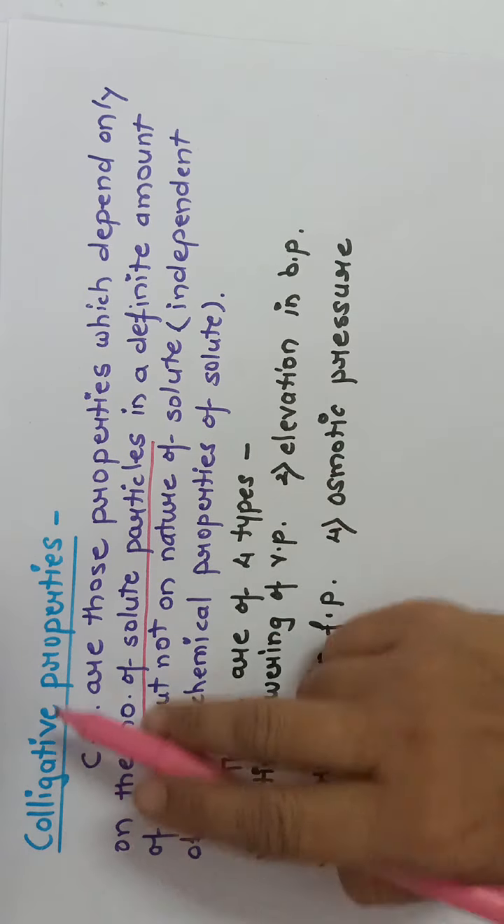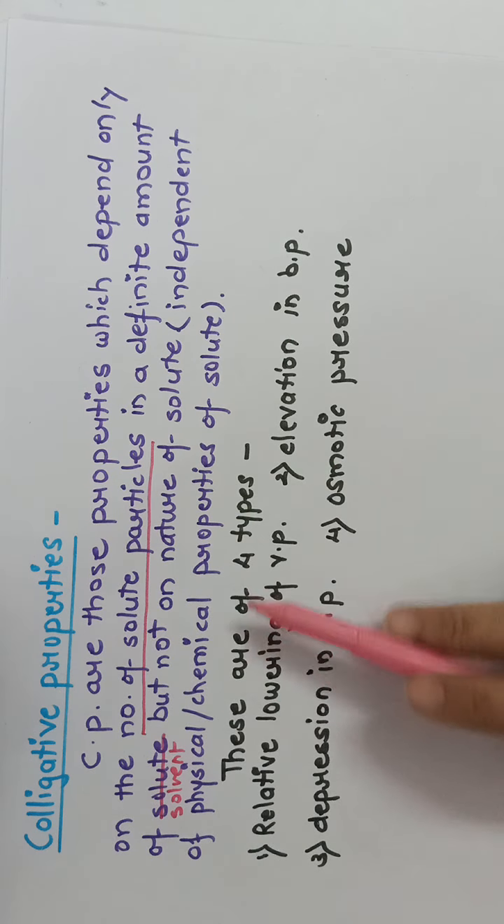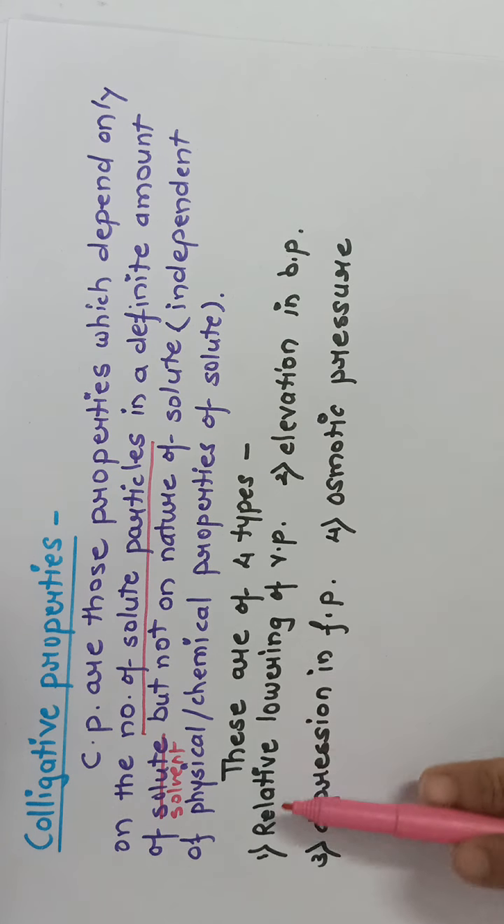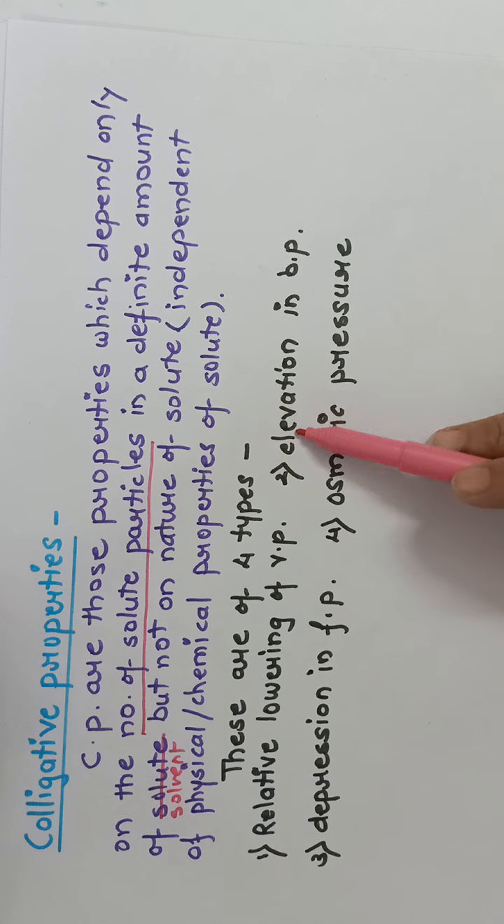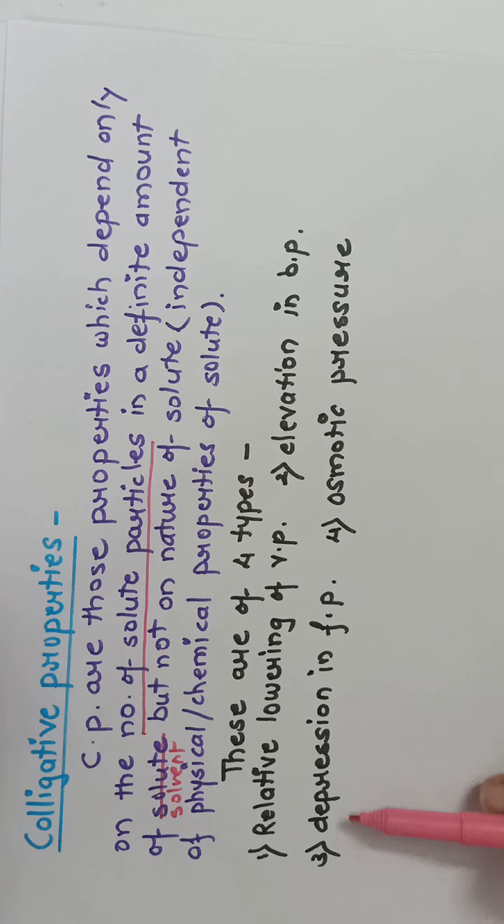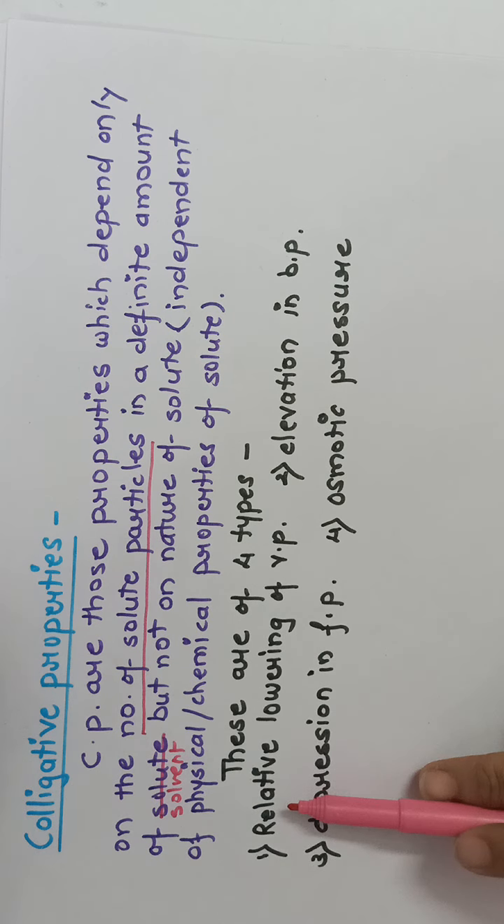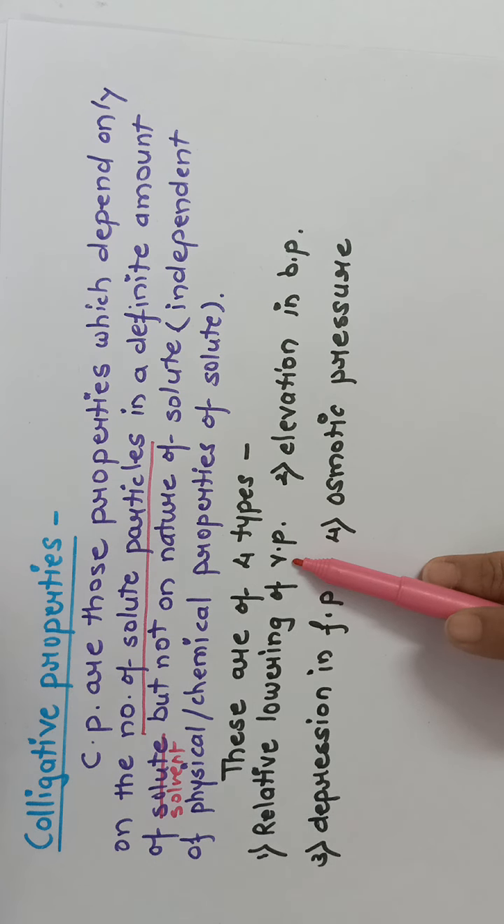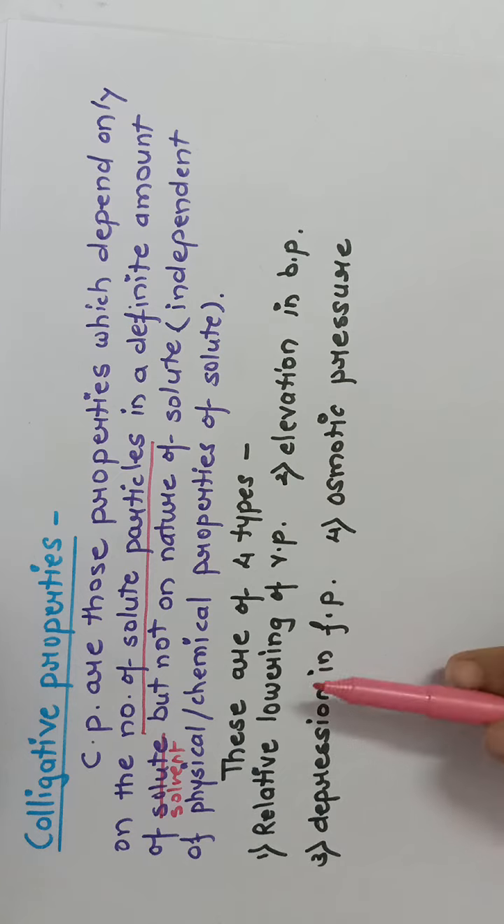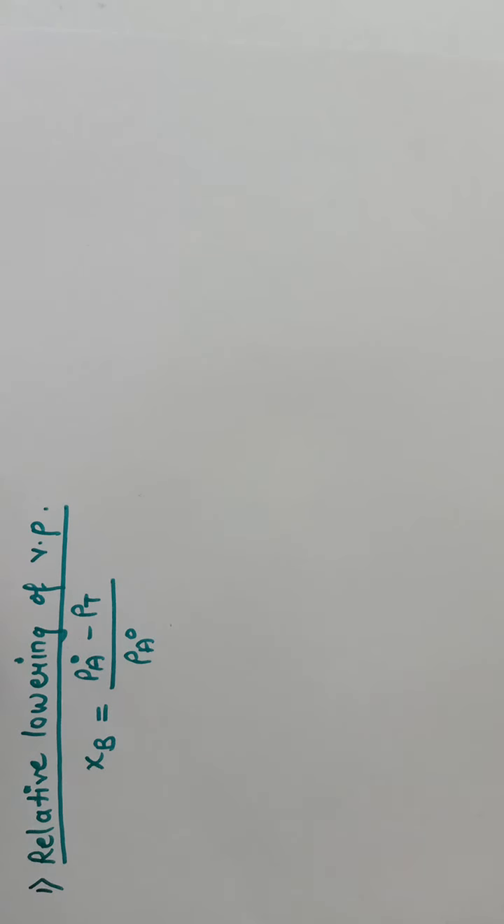That is what we call colligative properties. There are four types of colligative properties: relative lowering of vapor pressure, elevation in boiling point, depression in freezing point, and osmotic pressure, about which we have already started with relative lowering of vapor pressure. Let us see that in detail.